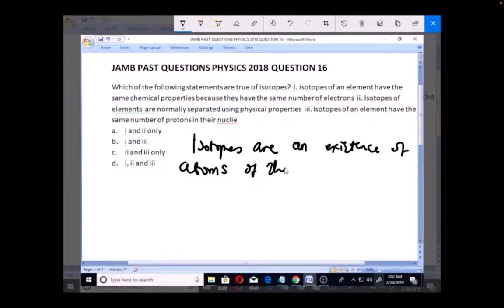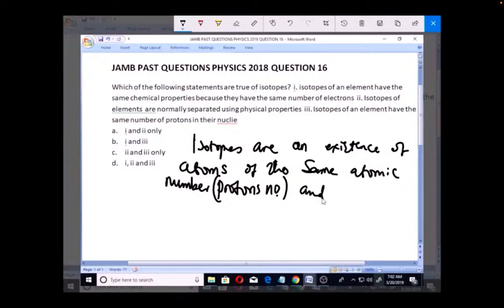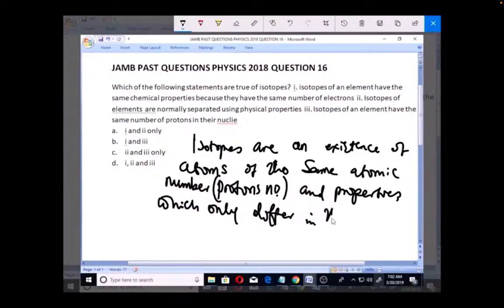And those atoms are of the same atomic number. And whenever you hear the number, atomic number, it simply means the number of protons. Atomic number simply means proton number is the same. So when there is this existence of atoms of the same atomic number and the same properties, the only difference between these atoms is actually that they differ in their mass numbers.